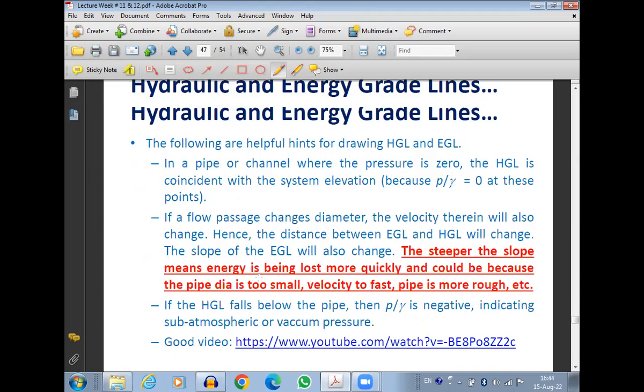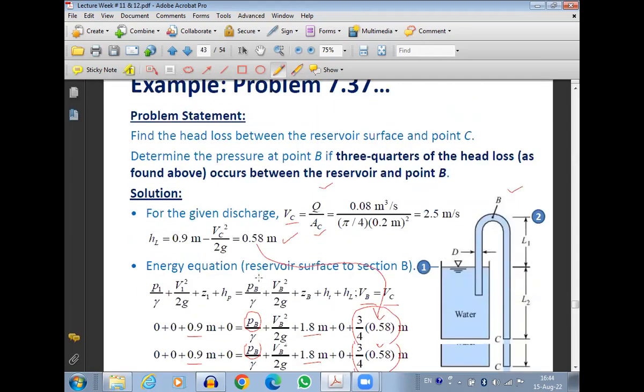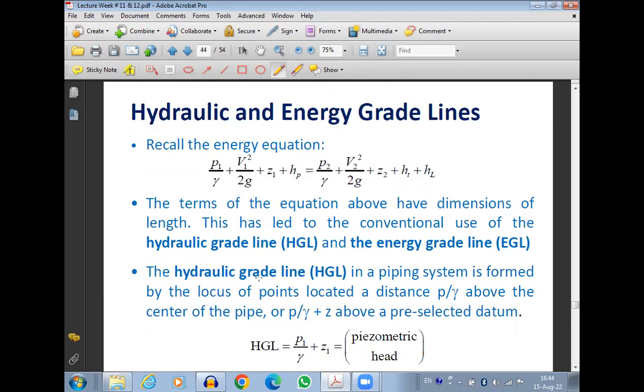Okay, now we have the last topic of this chapter, which is hydraulic and energy grade line. We recall that we have the energy equation like this: P1 upon gamma plus V1 squared upon 2G plus Z1 plus HP equals P2 upon gamma plus V2 squared upon 2G plus Z2 plus HT plus HL. The terms of the equation above have dimensions of length. This has led to the conventional use of the hydraulic grade line and energy grade line. Now, the hydraulic grade line in a piping system is formed by the locus of points located at a distance P upon gamma above the center of the pipe, or P upon gamma plus Z above a pre-selected datum.